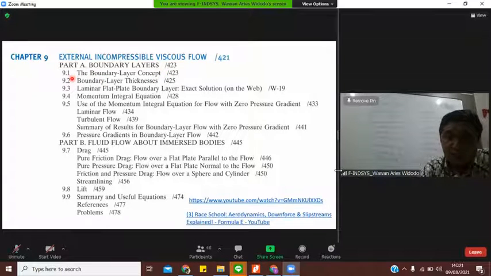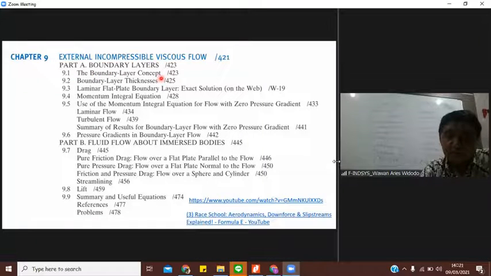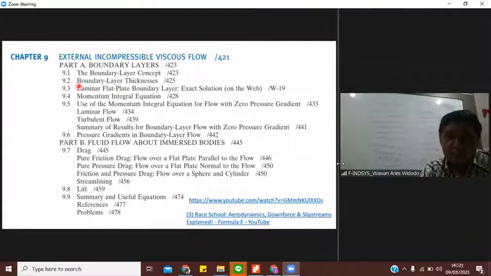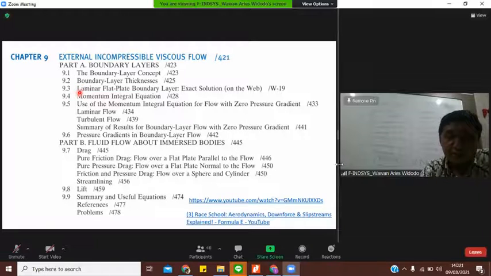Actually, in chapter 2, in the subchapter about inviscid and viscous flow, we talk about the boundary layer concept. And then the other definition here is boundary layer thickness. The boundary layer thickness, and then we talk about the laminar flat plate boundary layer.